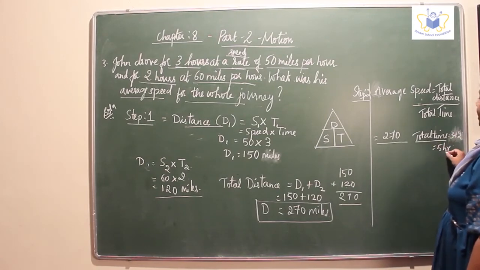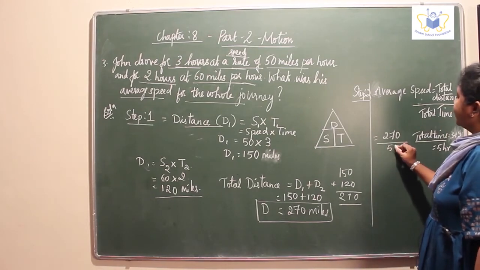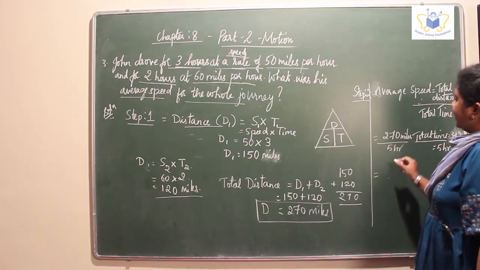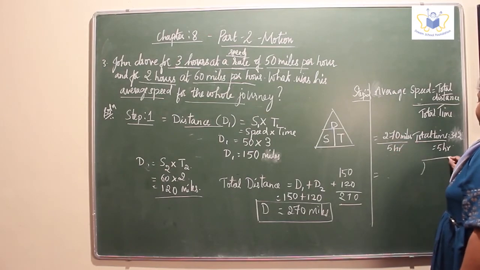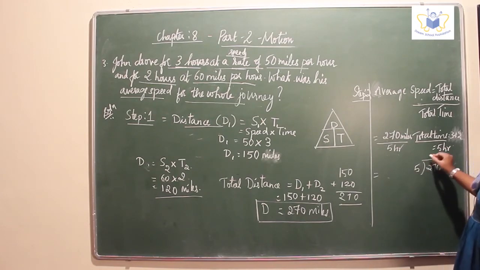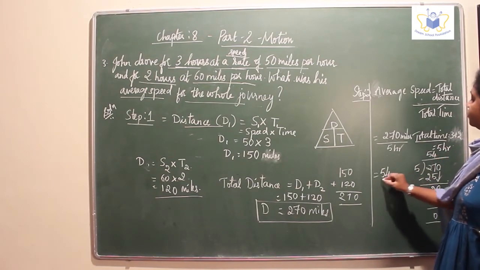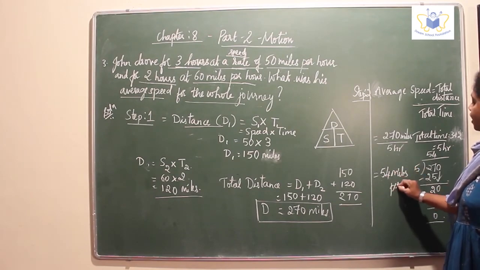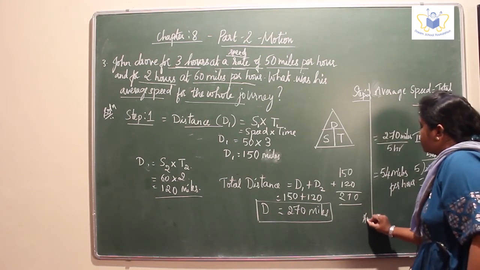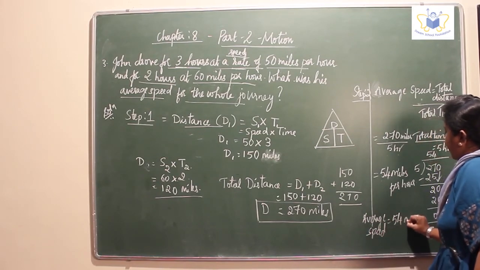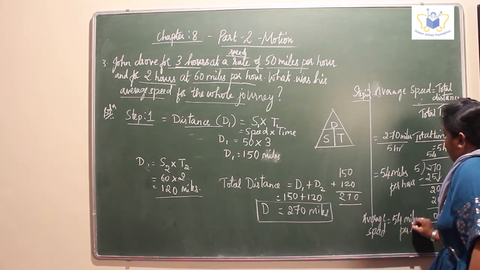So the total time is 5 hours. So I substitute the total time as 5 hours, and the distance is in miles. 270 miles divided by 5 hours. So when I divide 270 by 5, let's divide. 5 5s are 25 and 2 remains. I bring down the 0. So 5 4s are 20. Got it? So the average speed is 54 miles per hour. So John drove the car at an average speed of 54 miles per hour.